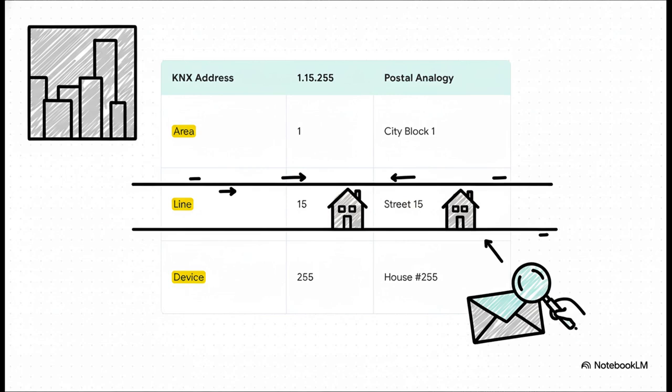Let's say a device has the address 1.15.255. That 1 is the area. Think of it like the city block. The 15 is the line, so that's the specific street on that block. And 255 is the device itself, the house number on that street. It's basically an instant location finder built right into the name.